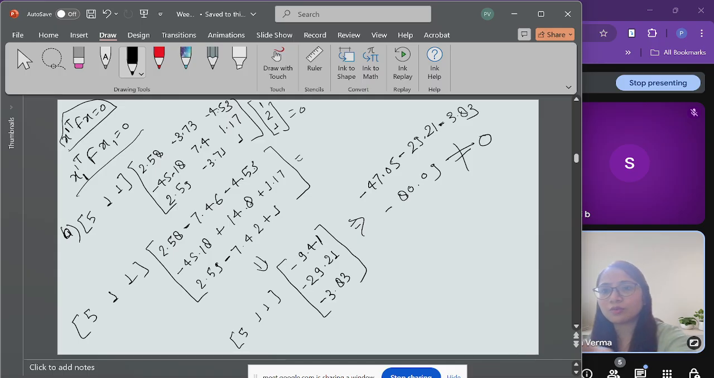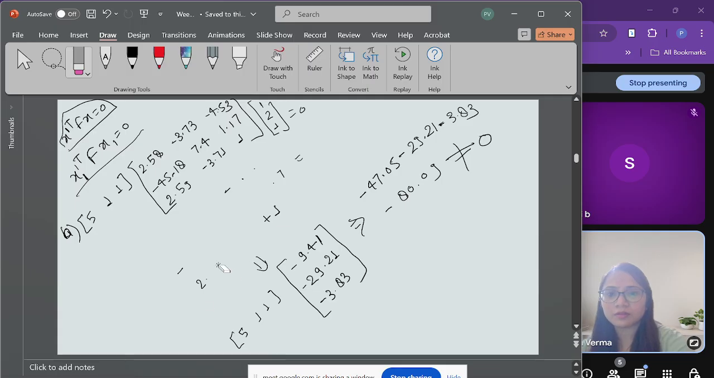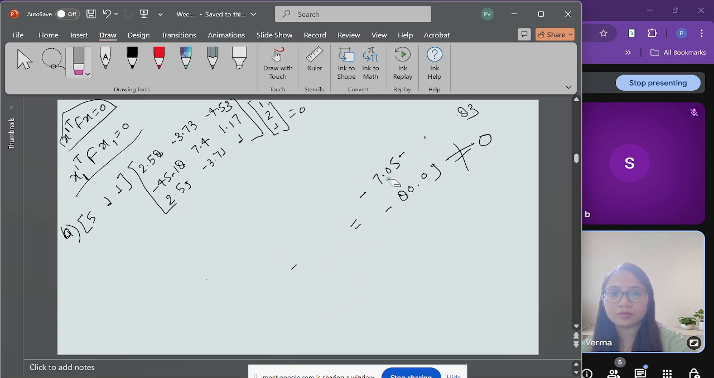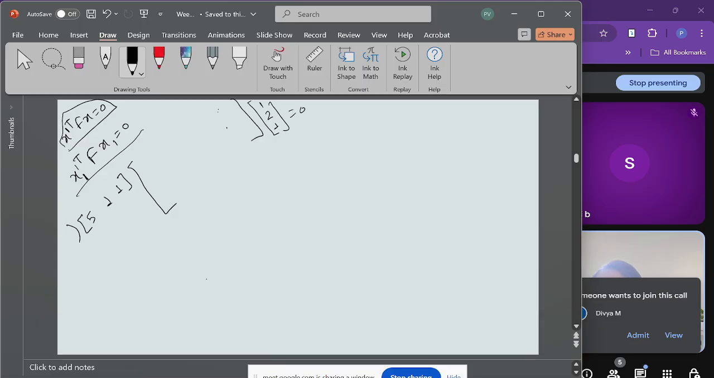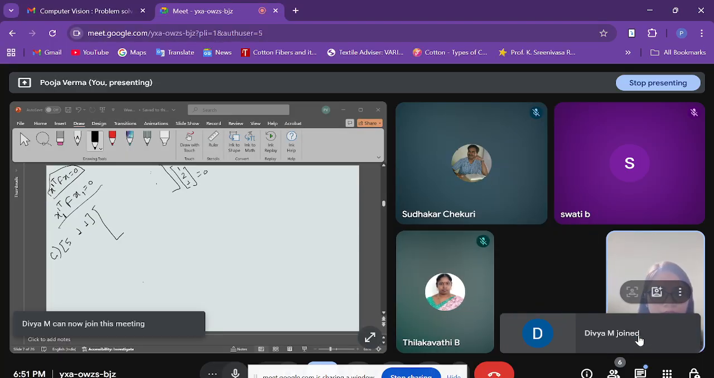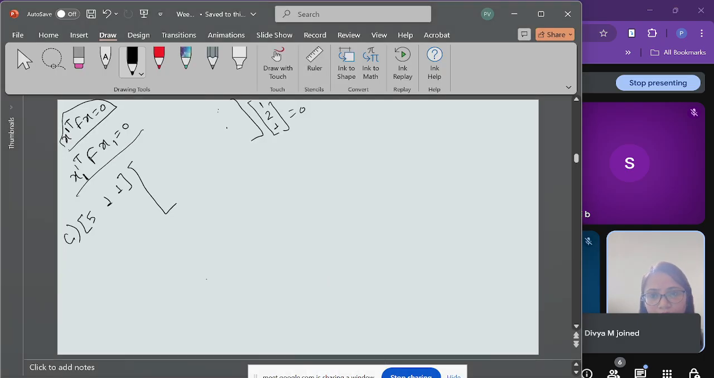Okay, now just go with option C. So option A and option B have been discarded. Now check with option C. Can you calculate and let me know what will be the answer for option C? Can you calculate with me? For option C, what will be the fundamental matrix?